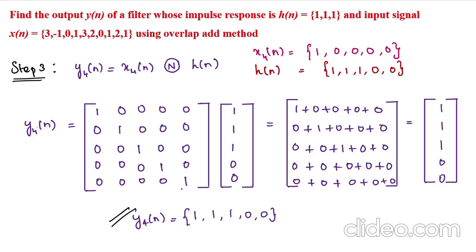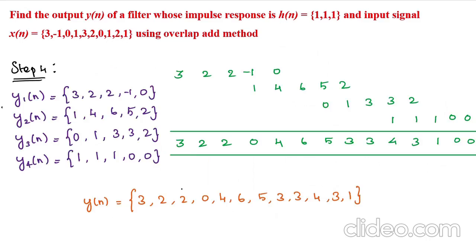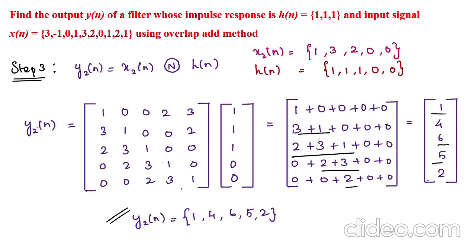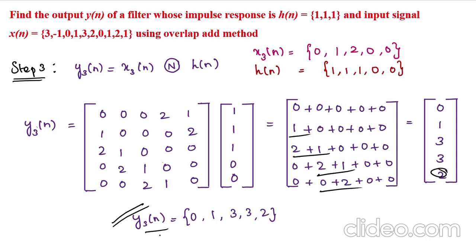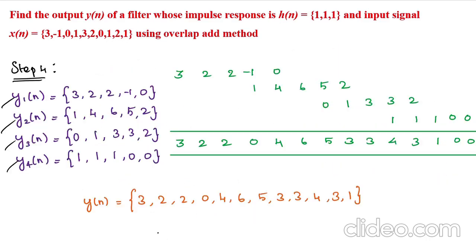Okay. So now I have got the answers for y1 of n, y2 of n, y3 of n and y4 of n in the previous steps. I have taken all the answers for y1 of n, y2 of n, y3 of n and y4 of n, and I have written them here. Now what we have to do is we will be writing all the answers in each row. That is, first we will be writing 3, 2, 2, minus 1, 0.